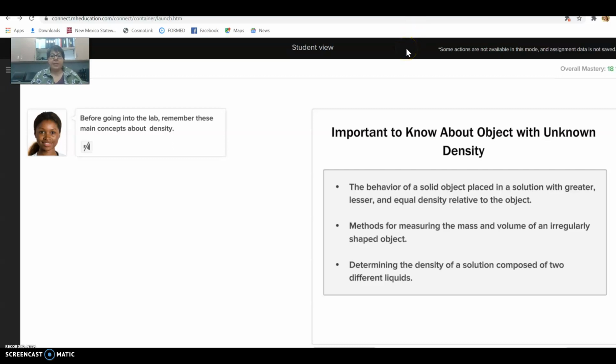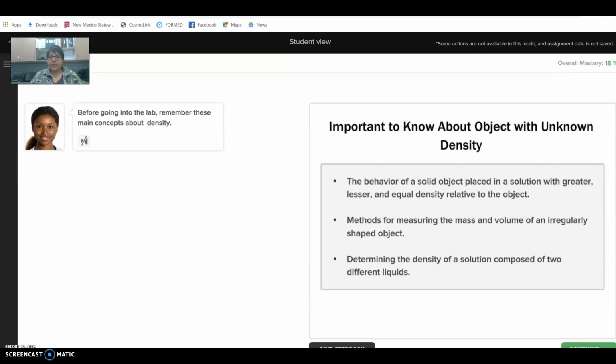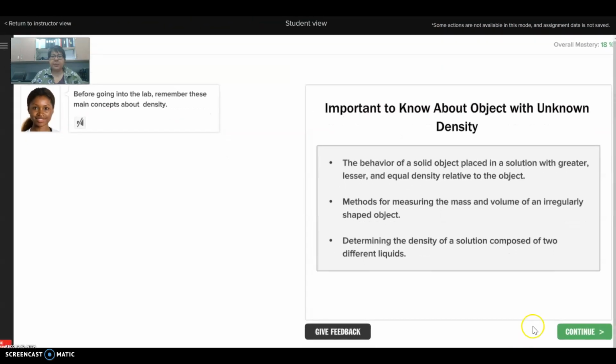We're going to be investigating density. On your screen, this is the first part of the Week 2 lab in Connect. Let me show you how this activity works.